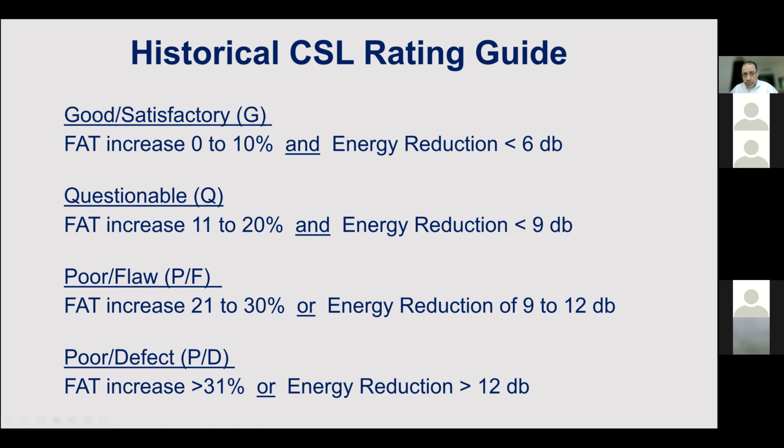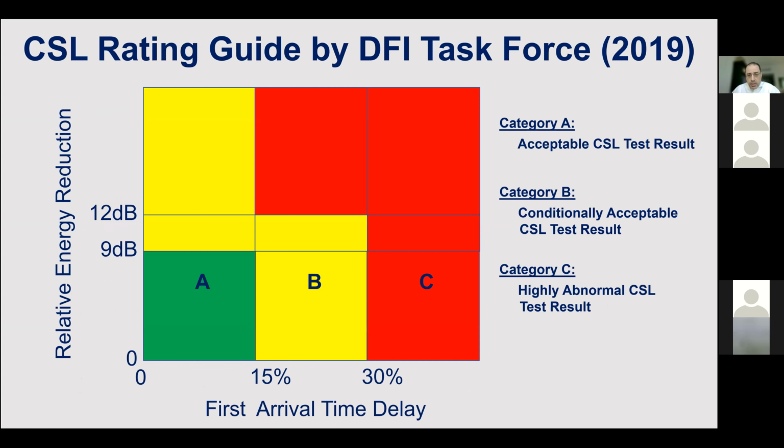About the CSL rating: you can have a good signal if the first arrival time, the FAT, is between 0 and 10%, and the energy reduction is less than 6 decibels. It starts to be questionable if the FAT is between 11 and 20%, and the energy reduction is less than 9. Poor, or there's a flaw, if the FAT increases up to 30% and the energy reduction is from 9 to 12. Then it's poor, with a defect, if the FAT increases more than 31%, or you have an energy reduction of more than 12 decibels. This is a guide by DFI that helps the engineer to make interpretations of the data.